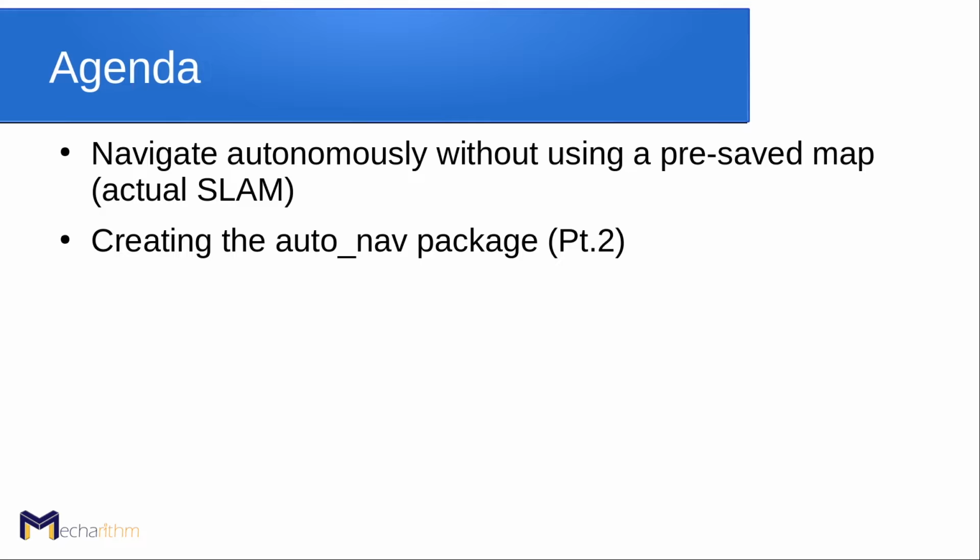And then we're going to create the AutoNav package, or complete its development, because this is going to be part 2. The final version of the AutoNav package should be a complete autonomous navigation package with the ability to reach different goals by placing the robot in a completely unknown environment.